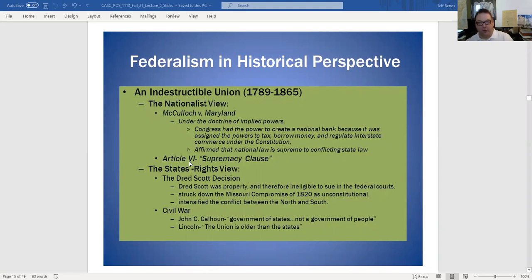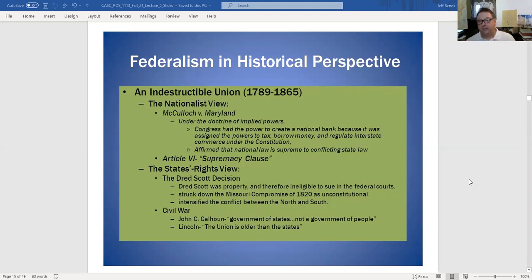Article 6 is invoked. That's where the supremacy clause is. The Constitution is the supreme law of the land. Another court case that I don't have up here, but you need to take notes on, you will find it in your textbook on page 79 and 80, along with McCulloch and Maryland, is Gibbons versus Ogden, 1824. Gibbons versus Ogden.